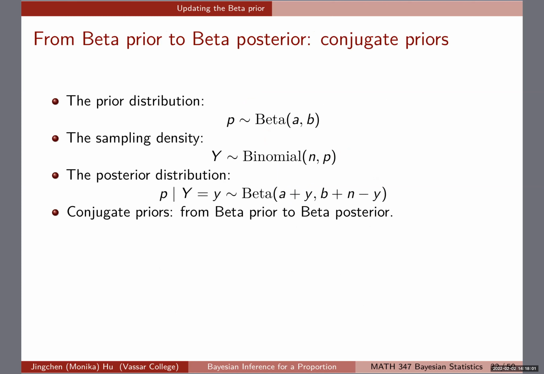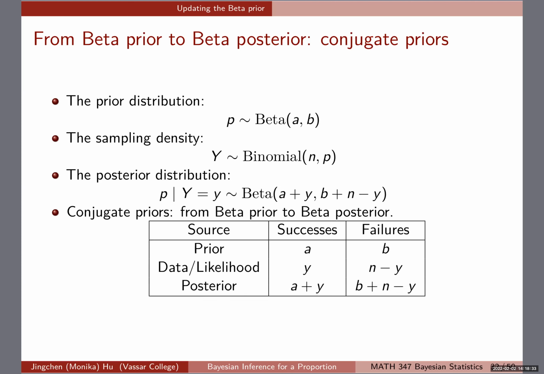Okay. So to summarize a little bit, from beta prior to beta posterior, we start with the beta A, B prior. We have a sampling or likelihood that we're working with, which is a binomial. And eventually we'll arrive at this posterior distribution, generically A plus Y and B plus N minus Y. Okay. So we call them conjugate priors because you start with the beta prior and you arrive at a beta posterior. They're different betas, but at the end of the day, they are from the same distribution family. And when that happens, we call them conjugate priors.